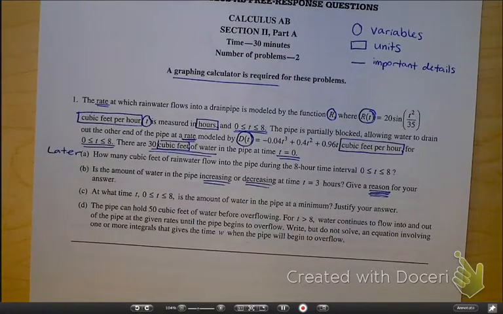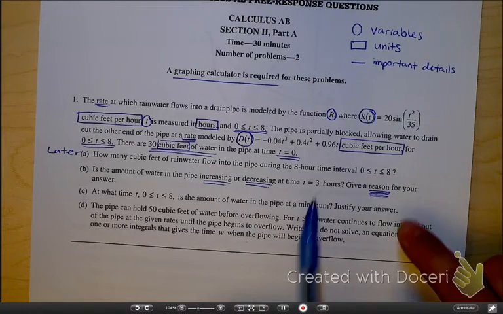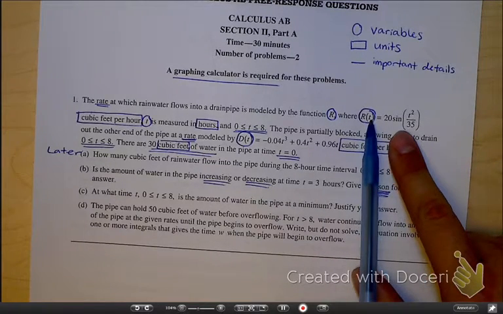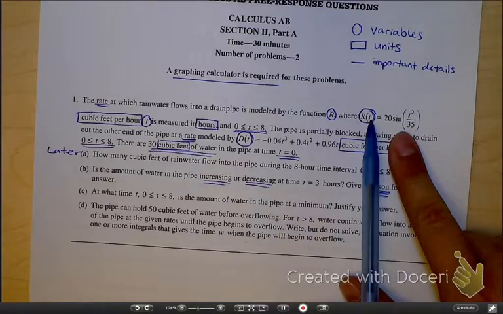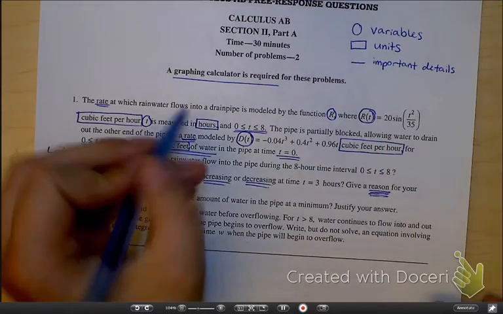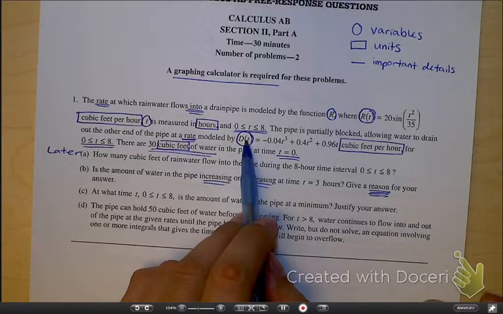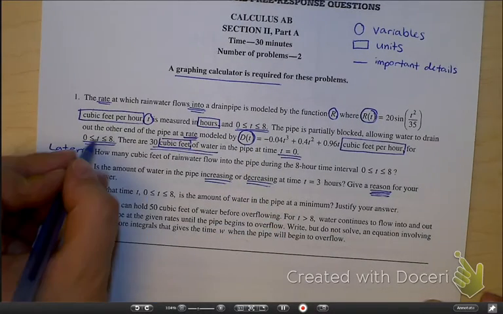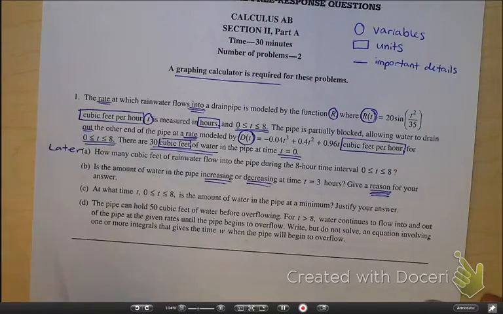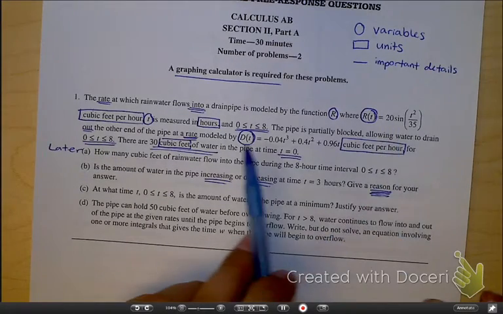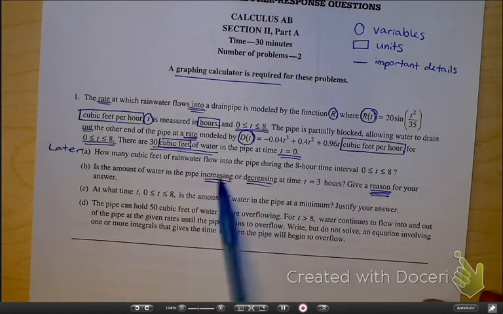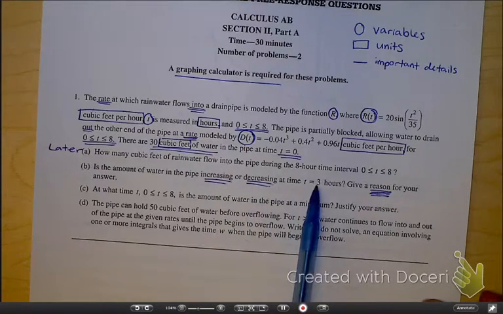And we can actually figure this one out using the knowledge that we have. R of t is the rate at which water is flowing into the drain pipe. Notice that it says right here, into the drain pipe. D of t is the rate that it's flowing out of the other end of the drain pipe. So we have water flowing into a drain pipe and water flowing out of a drain pipe. And it says, is the amount of water increasing or decreasing at time t equals 3?